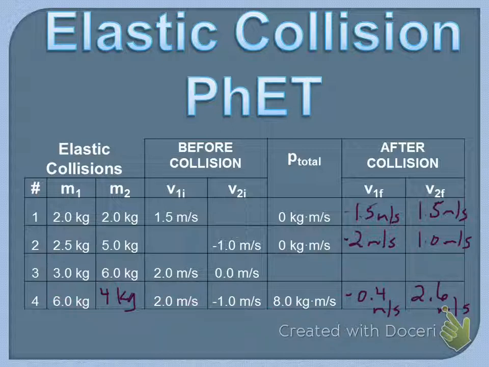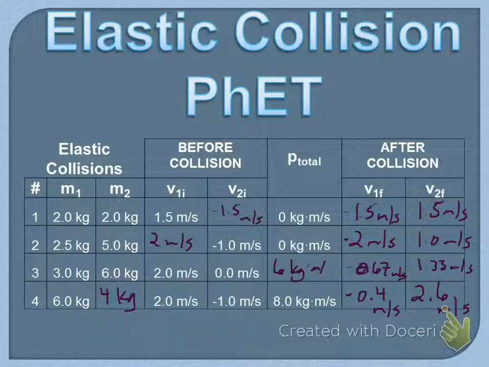I'm going to go ahead and erase all that and then finish recording everything. So negative 0.67 meters per second. That's a 0. And 1.33 meters per second. And then this was negative 1.5 meters per second. This was 2 meters per second. And this was 6 kilograms times meters per second.